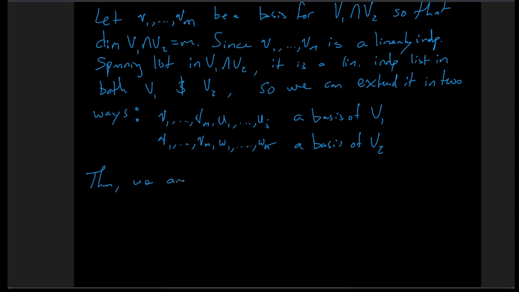Then we are saying that dim V1 is equal to m plus j, since that's the length of that list, and dim V2 equals m plus k. This is reasonable. The dimension of a subspace is less than or equal to the dimension of the whole space. So the dimension of the subspace V1 intersect V2 of V1 is less than or equal to the dimension of V1, and so on for V2.